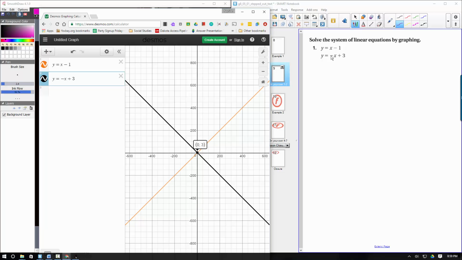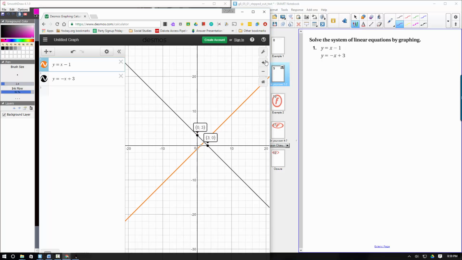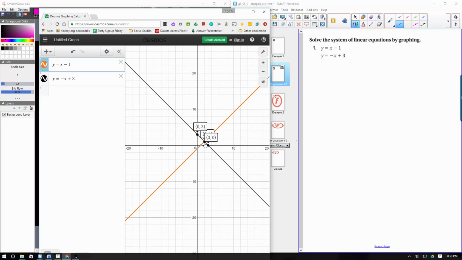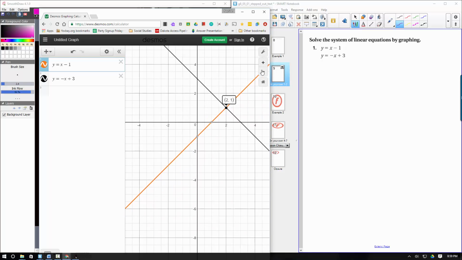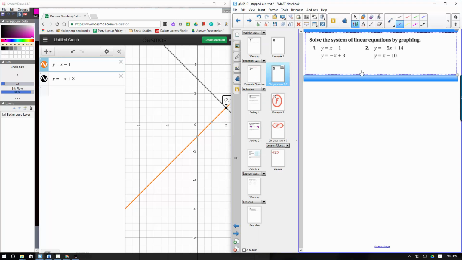let me just make sure I did this right. I think I have it in the wrong spot. Let me just double check something. Let me zoom in. Yeah, they're both wrong. I was like, that doesn't make any sense. So let me declick these. So the point of intersection when I zoom in is right here, right? And it's at 2, 1. So if I plug in a 2, 2 minus 1 is 1. And negative 2 plus 3 is also 1. So that's my ordered pair where the intersection occurs.